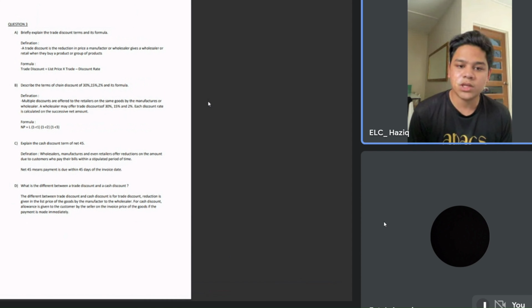Last question is what is the difference between a trade discount and a cash discount? The difference is, for trade discount, a reduction is given in the list price of the goods by the manufacturer to the wholesaler. For cash discount, an allowance is given to the customer by the seller on the invoice price of the goods if the payment is made immediately.